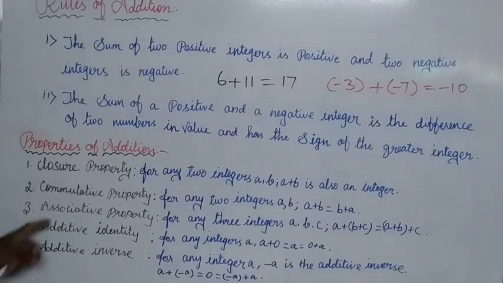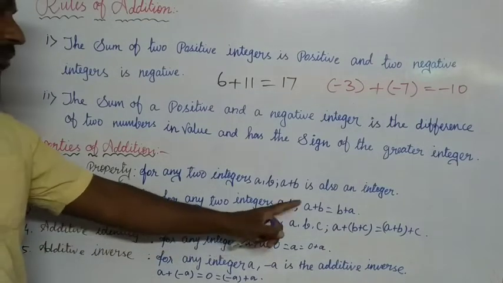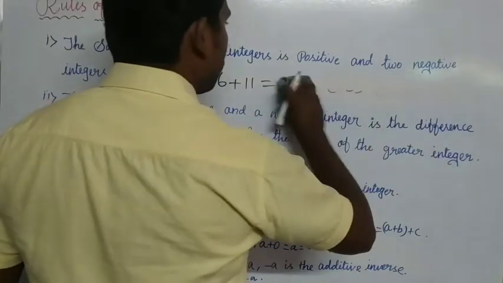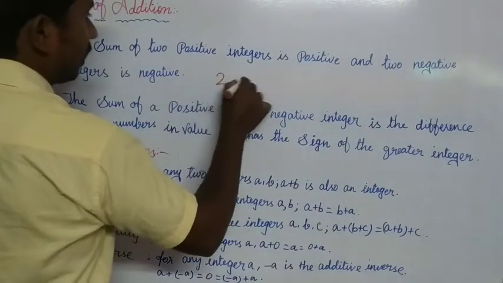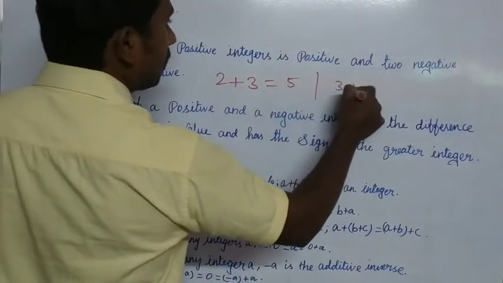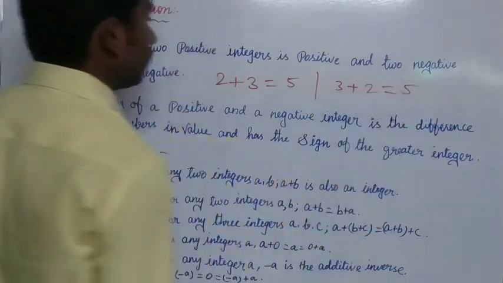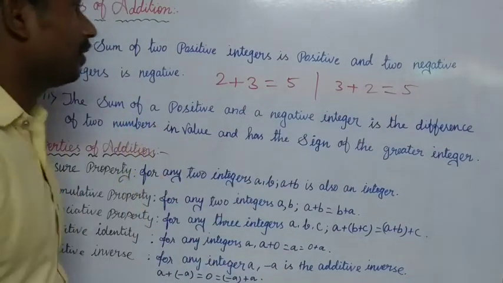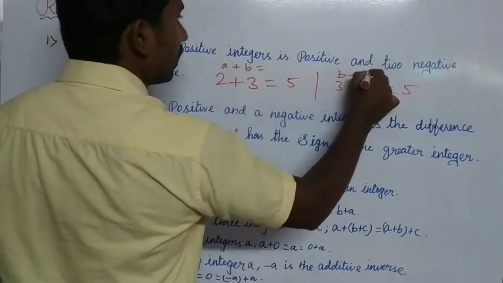Then commutative property. What is the commutative property? For any two integers a, b, a plus b is equal to b plus a. Let us take one more example for the commutative property. See, 2 plus 3 is equal to 5, and 3 plus 2 is equal to 5. Here 2 plus 3 is equal to 5, then 3 plus 2 also 5. That is, a plus b is equal to some value, then b plus a. Both are the same value.